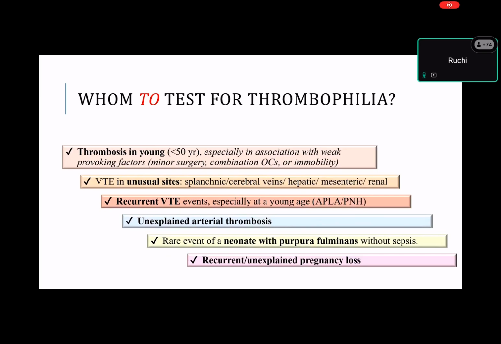So it is usually recommended that you should test if there is a thrombosis in a younger individual, younger meaning thereby age less than 50 years. If it is an unusual site, if there is a recurrent VTE, if there is an unexplained arterial thrombosis, then you have rare events like neonatal purpura fulminans without sepsis, or you have recurrent or unexplained pregnancy losses like we have in APLA. So these are more specific situations where if you read the articles, these are the consistent situations where it is recommended that you should test.